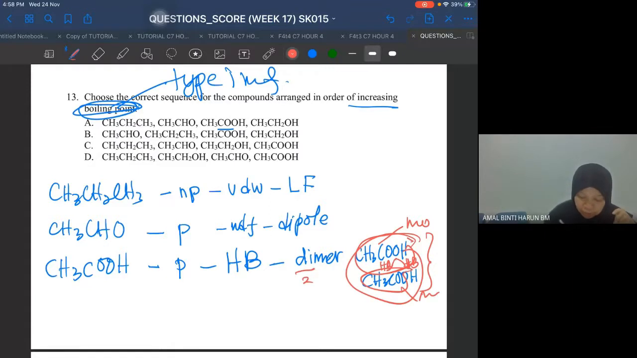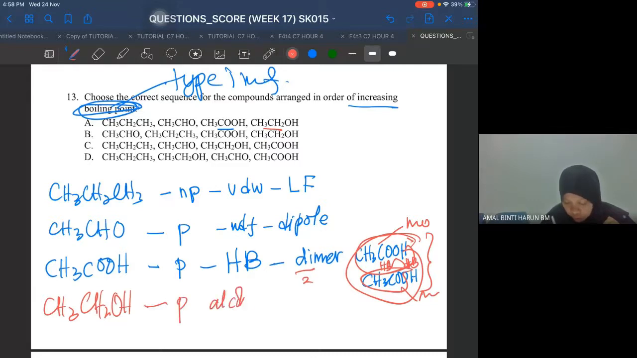Okay, and the last one is CH3, CH2OH, which is alcohol, is polar, alcohol. So it has hydrogen bond. But which hydrogen bond is stronger? This, the dimer. Hydrogen bond is stronger. So we choose the increasing order. So the one at the back is this COOH. Okay, then we have another hydrogen bond which is the alcohol.